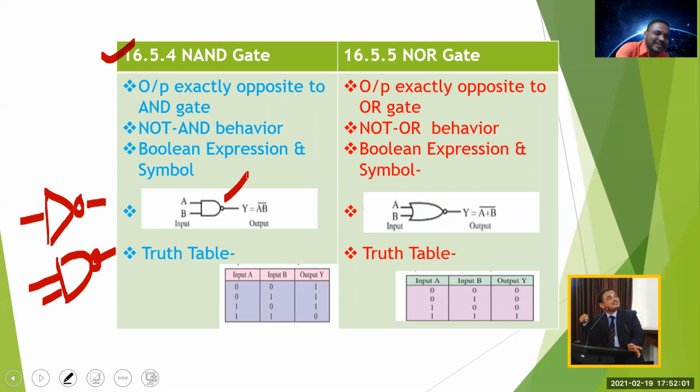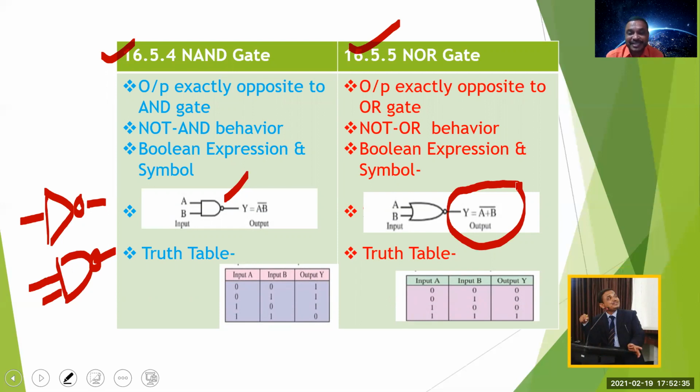Similarly, there is another type of gate, that is a NOR gate. It is also the combination of OR and NOT gate, and therefore its output is given by the equation Y equal to inverse of A plus B, that is (A plus B) bar. So output is exactly opposite to the OR gate. Its behavior is a combination of NOT and OR gate. Boolean expression and symbol is given below, that is (A plus B) bar equal to Y, and its symbol is the combination of OR gate and NOT gate.